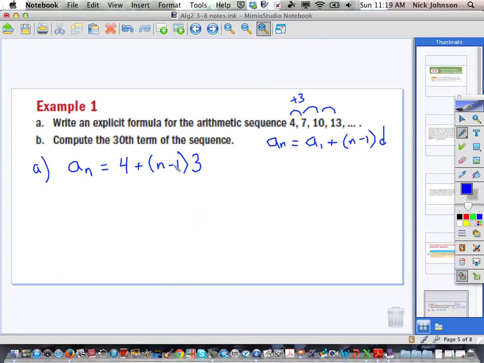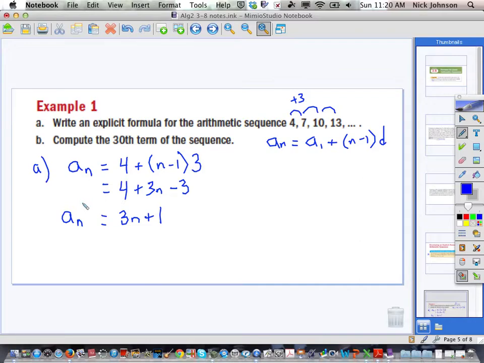If I do my math here, distribute that through. 4 plus 3 times n is 3n. 3 times a negative 1 is a negative 3. I combine my like terms, and I get 3n, 4 minus 3 is 1. So my explicit formula for this problem is a sub n is equal to 3n plus 1.